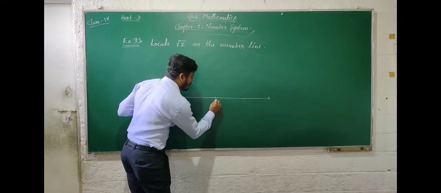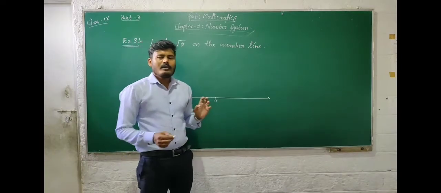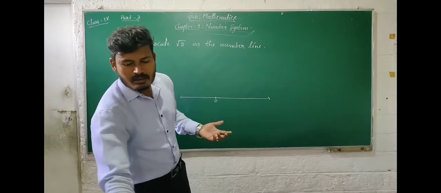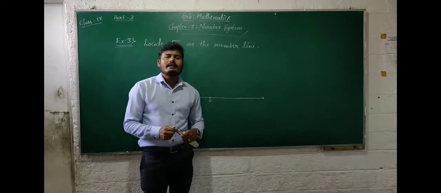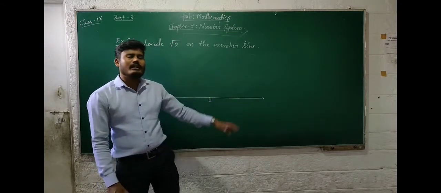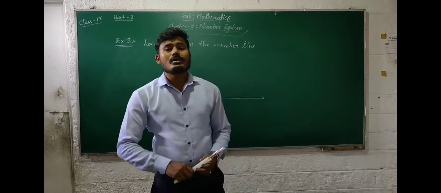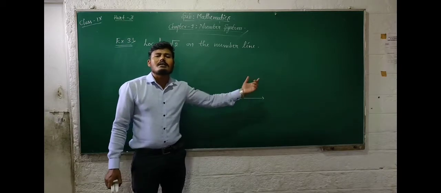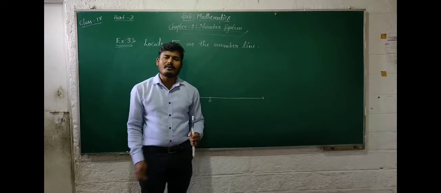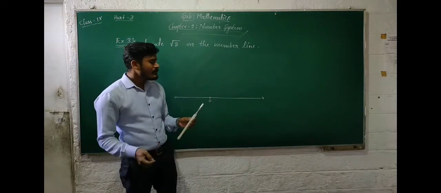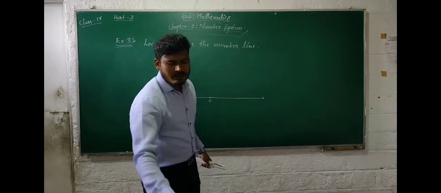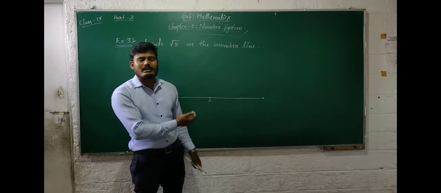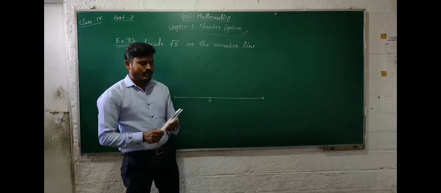So here 0. We know that there are so many numbers on our number line. Consider any two numbers on the number line; those numbers are equidistant from each other. All of you know about that from the previous classes. So now we should mark some numbers on the number line, either positive or negative.